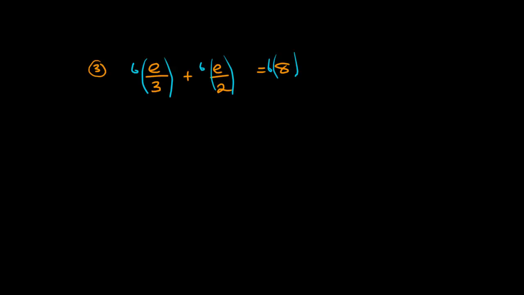But the whole idea of doing this is, what is 6 divided by 3? Well, 6 divided by 3 is 2. What is 6 divided by 2? Well, 6 divided by 2 is 3. So when I rewrite that, I'm going to have 2, and I've just got e, plus 3e, and 6 eighths are 48. All of a sudden, by timesing everything by 6, I've got rid of these fractions on the bottom.